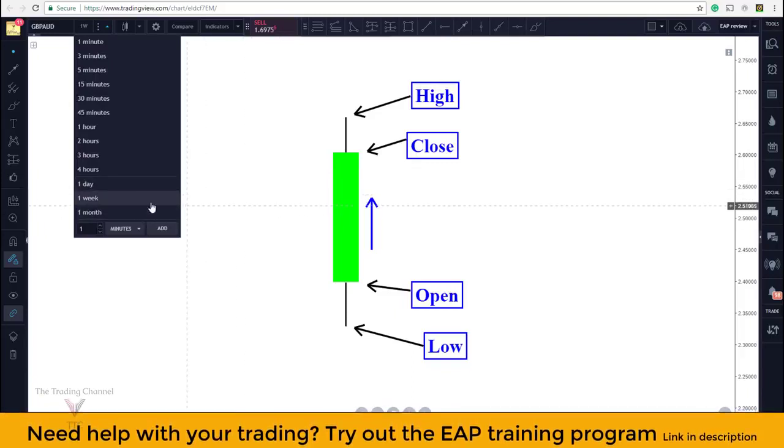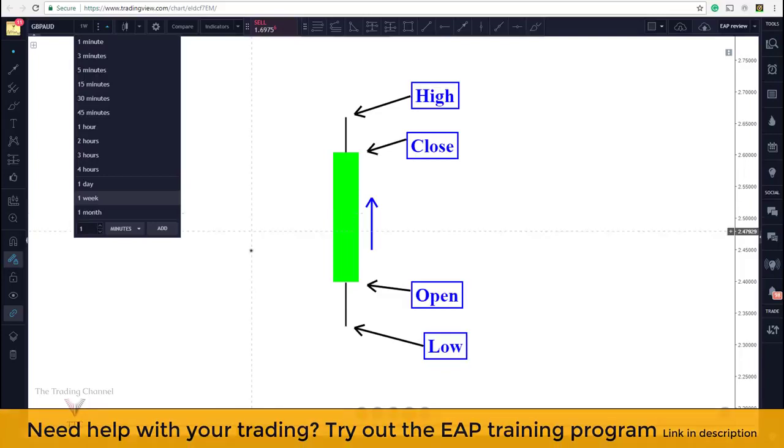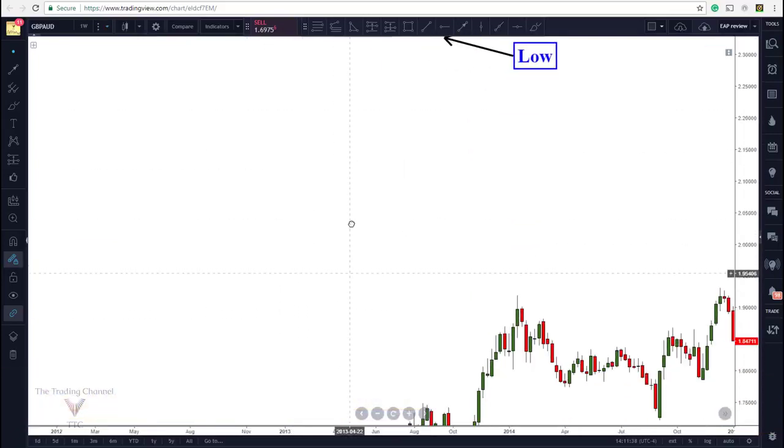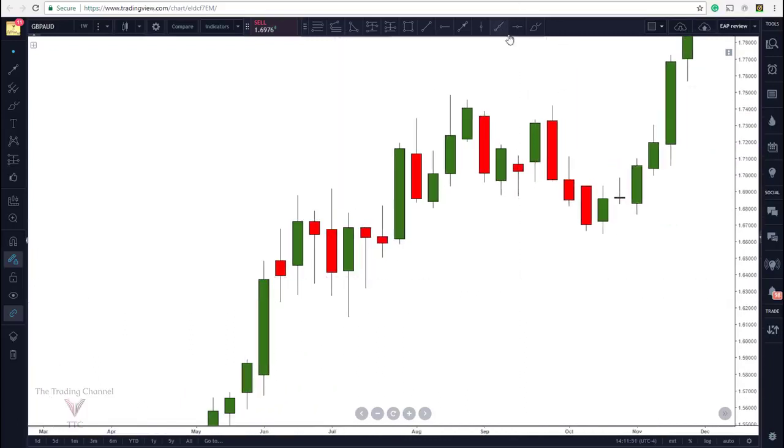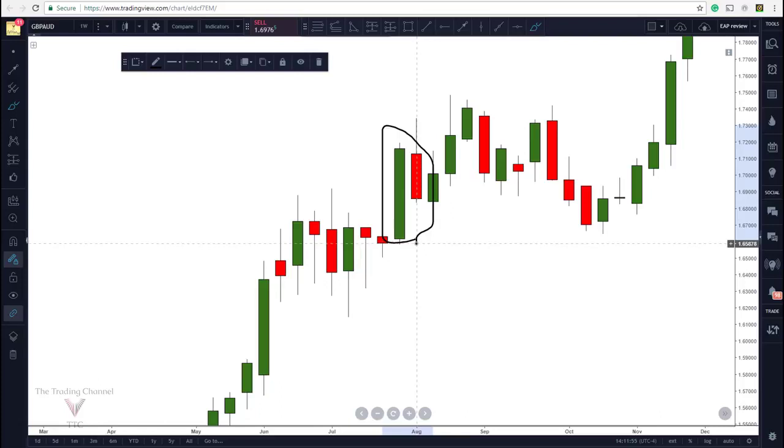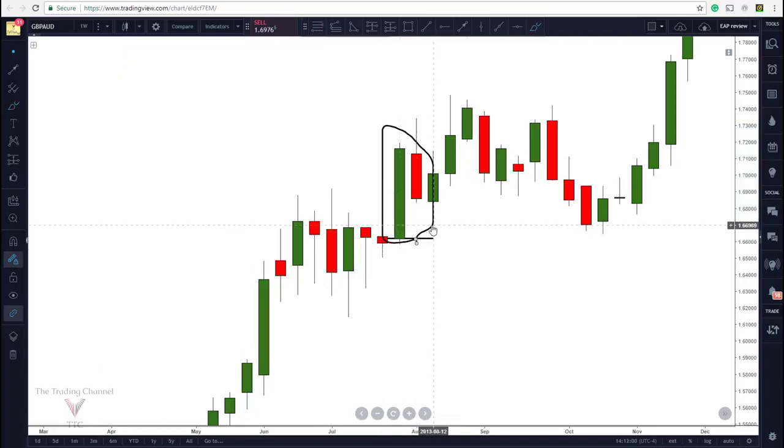So currently we're on a 1 week chart. That means that when we scroll down the chart here, each one of these candlesticks represent a full week of price action. For the green candlesticks, we have a full week of price action that started at the open or the bottom of the green candle.